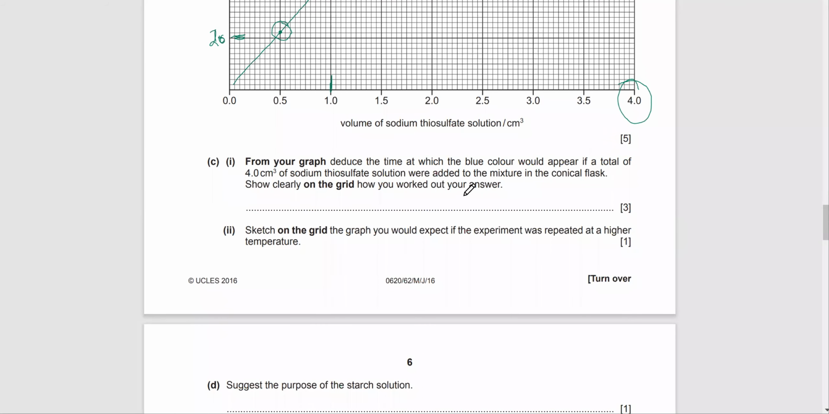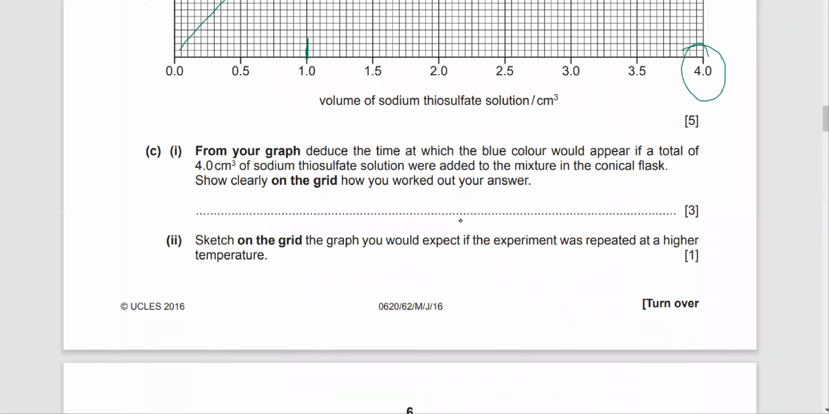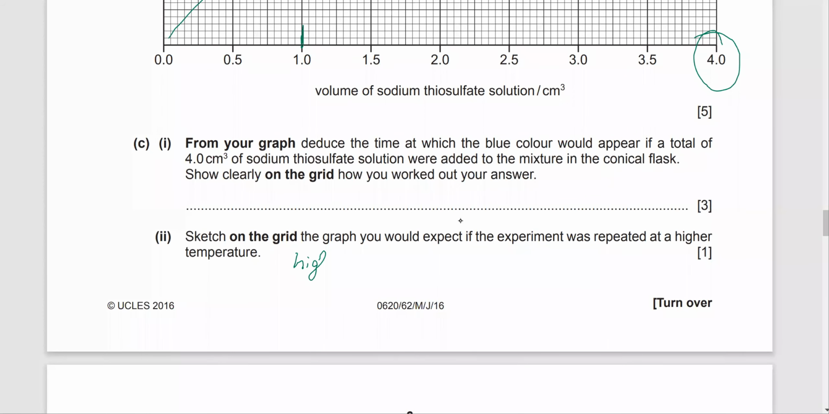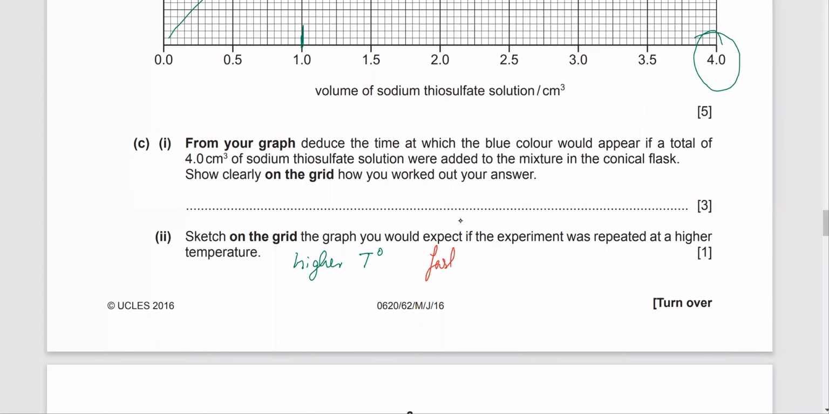Yes. अच्छा, sketch on the grid the graph you would expect if the experiment was repeated at a higher temperature. Now, at a higher temperature, ये अपने rate of reaction क्या था? Higher temperature, speed क्या होगी? Would it be faster or would it be slower? कौन जवाब देगा? इरम, क्या होगा? Faster. ठीक है, it's going to be faster. So the time required for the reaction to happen would be less. ठीक है, it's going to take less time for the blue color to appear because the reaction is faster.